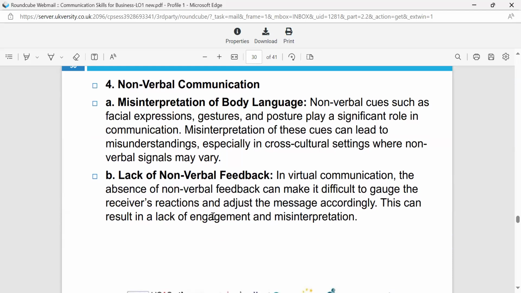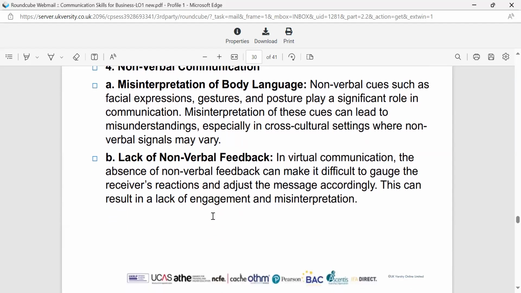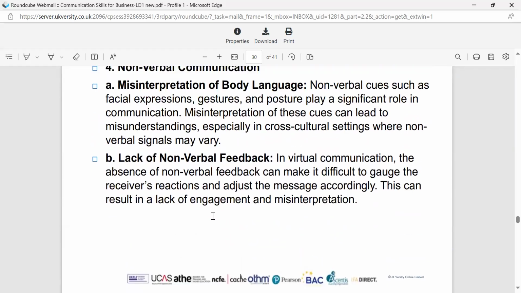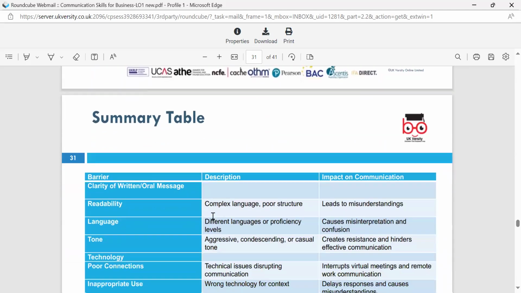Non-verbal communication, so that's things like misrepresentation of body language. Non-verbal cues such as facial expressions, gestures and posture play a significant role in communication. Misinterpretation of these cues can lead to misunderstanding, especially in cross-cultural settings where non-verbal cues may vary. Lack of feedback, non-verbal feedback: in virtual communication, the absence of non-verbal feedback can make it difficult to gauge. So there are elements of that in regards to it.